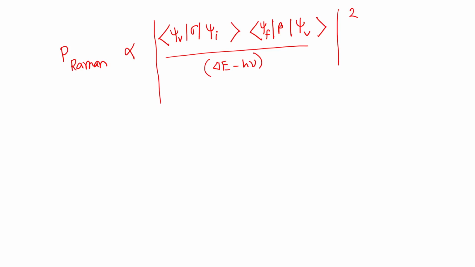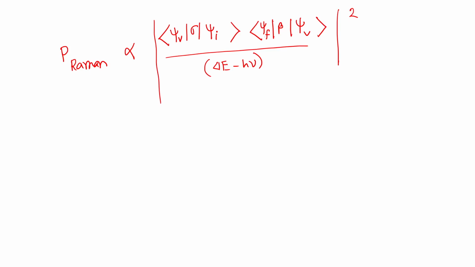When delta E is very, very close to your excitation energy, your denominator will be very, very small and your cross section blows up, right? So that's when you are going to see a very highly intense Raman spectra, and that is known as your stimulated... not stimulated. What is this known as?